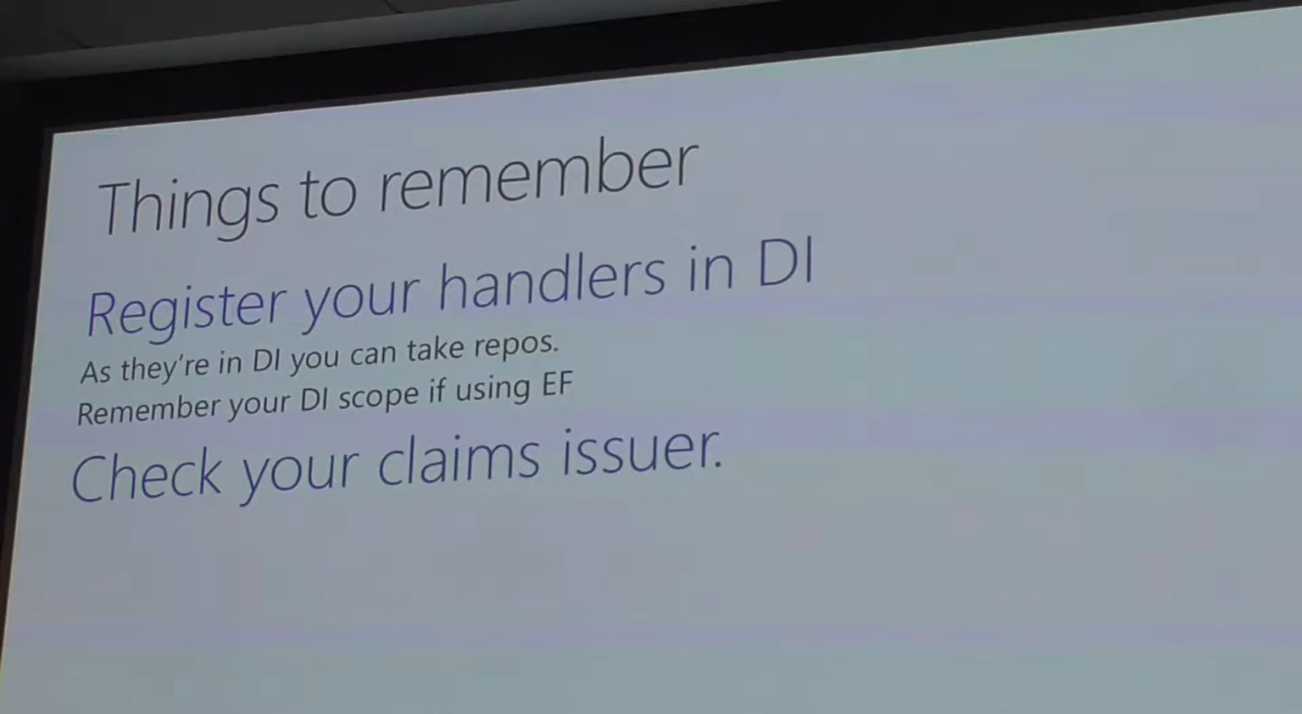And like I say, you need to register your handlers in DI. And remember your DI scope if you're using EF. Now, if you are having multiple identity providers, it is imperative, no pun intended, that you check your claims issuer. Because you don't want to branch on a claim that has come from Facebook thinking it's a claim that's come from Twitter. So when you add the authentication services, you can set a default issuer for each individual authentication service so you know where the identity has come from, so you can branch accordingly.